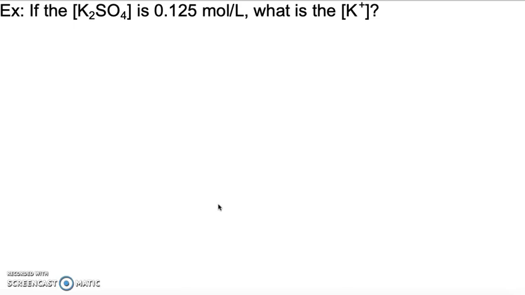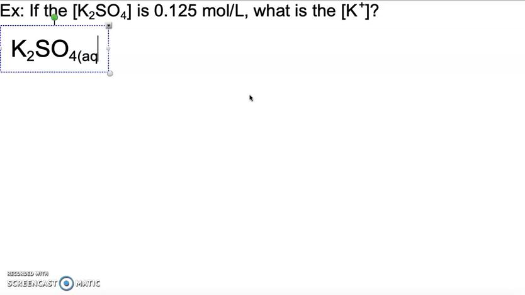So here we're given the concentration of potassium sulfate as 0.125 moles per liter. And we're asked to determine what is the concentration of the potassium ion. Because we are asked to find an ion, that's our indication that we're going to have to start by writing that dissociation equation. So we're going to take that K2SO4, and because it's already a solution, and we know that because we were given a concentration, we're going to make this just an aq subscript, okay?